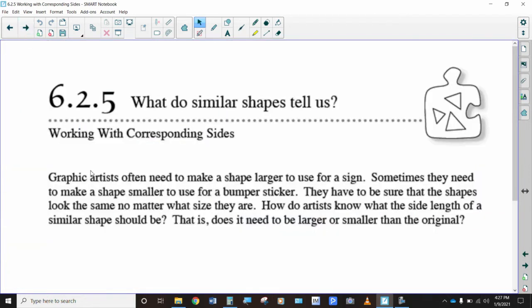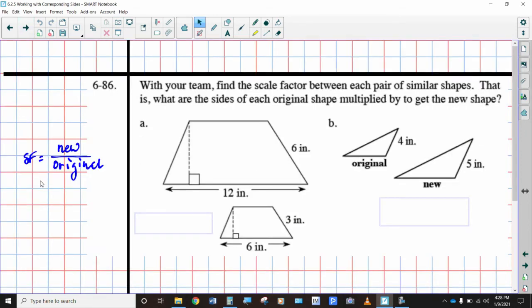So, graphic artists often need to make a shape larger to use for a sign. Sometimes they need to make a shape smaller to use for a bumper sticker. They have to be sure that the shapes look the same no matter what size they are. How do artists know what the side length of a similar shape should be? That is, does it need to be larger or smaller than the original? I don't know. Let's take a look at some things.